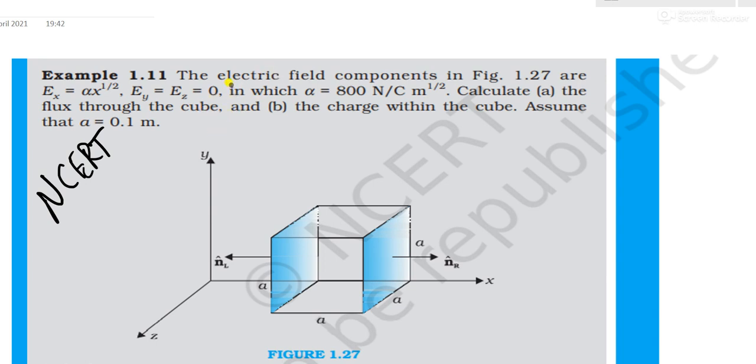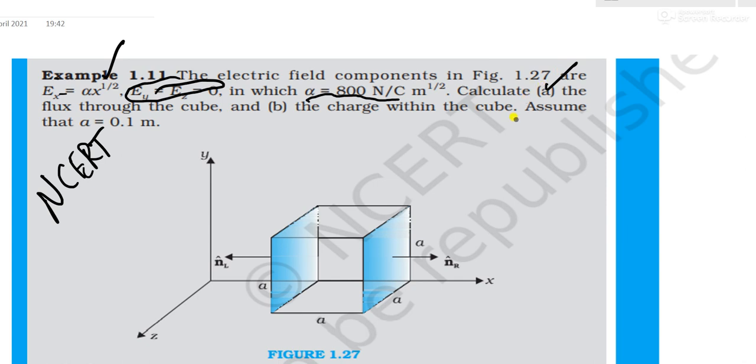First, we will see what's given in the question. They are given the electric field. The electric field along the x-axis is given. The electric field along the y-axis and z-axis is given as 0. They are also given an alpha value, and they ask what is the electric flux.